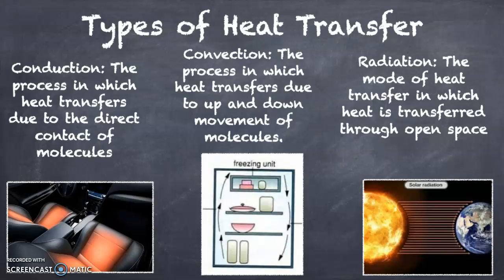The third type of heat transfer is radiation. This is the mode of heat which transfers through open space. So, as seen in this photo, the sun is sending its heat through space to the earth, which is why we feel the warmth of it on our skin.